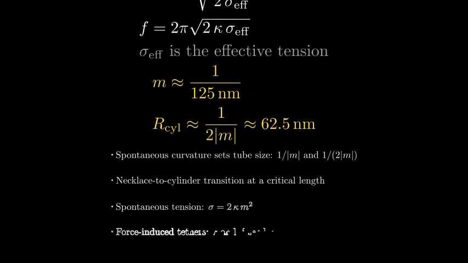Summary: spontaneous curvature can drive tubulation into necklaces, cylinders, and unduloids, with a predicted transition from necklace to cylinder at a critical length set by the competition between end cap bending energy and volume work. Tubulated vesicles act as area reservoirs, with an intrinsic spontaneous tension sigma equal to 2 kappa m squared. External pulling can also form tethers with a tube radius and force controlled by bending rigidity and effective tension. Together, these give a unified and testable picture for membrane nanotube formation.